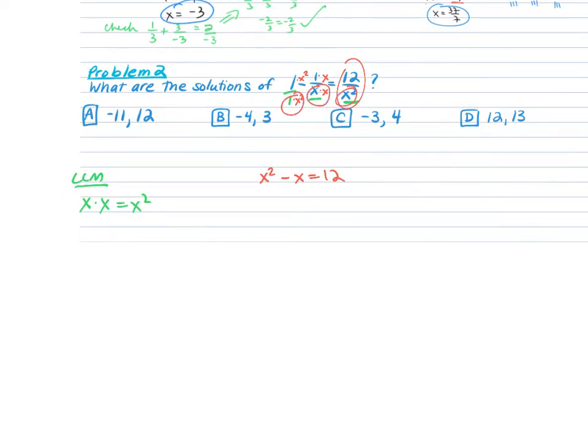So here we see that this is quadratic, so we're going to keep our x squared on this side. We're going to subtract 12 from both sides. So this becomes x squared minus x minus 12 equals 0. And then we're going to factor this. Let's look for two numbers that multiply to negative 12 and add to negative 1, which are negative 4 and 3. So this becomes (x minus 4)(x plus 3) equals 0. This is 0 when x is 4. This is 0 when x is negative 3.